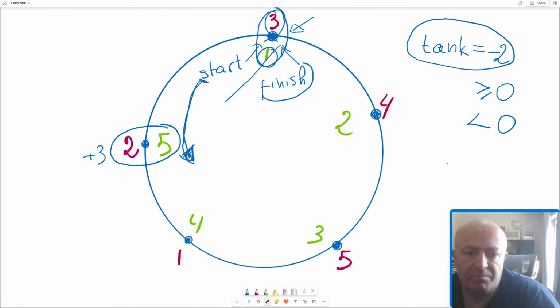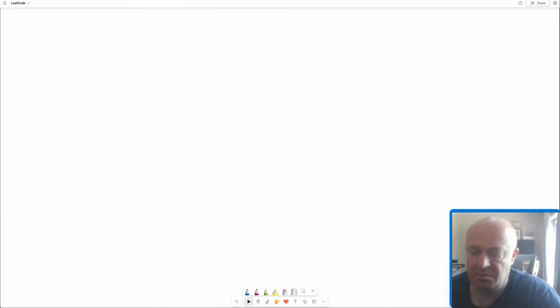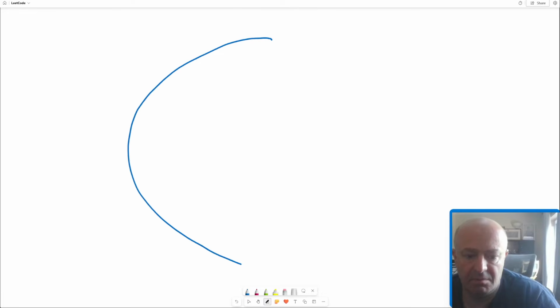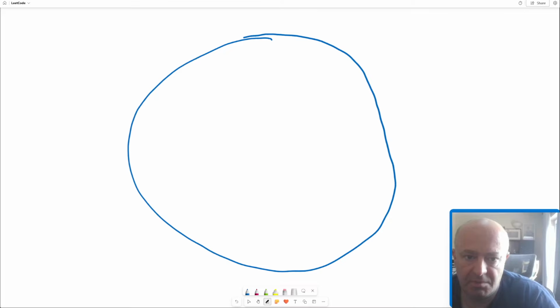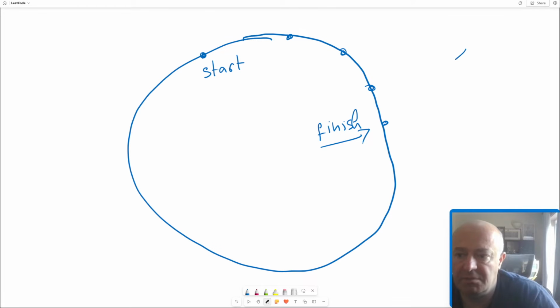Let's say, maybe I should just create a new circle and show it on a new circle to avoid clutter. So that's a horrible circle, but let's say our start is here at some point, and there are certain gas stations along the route, and our finish is pointing to this, right? And this is the moment when our tank went negative.